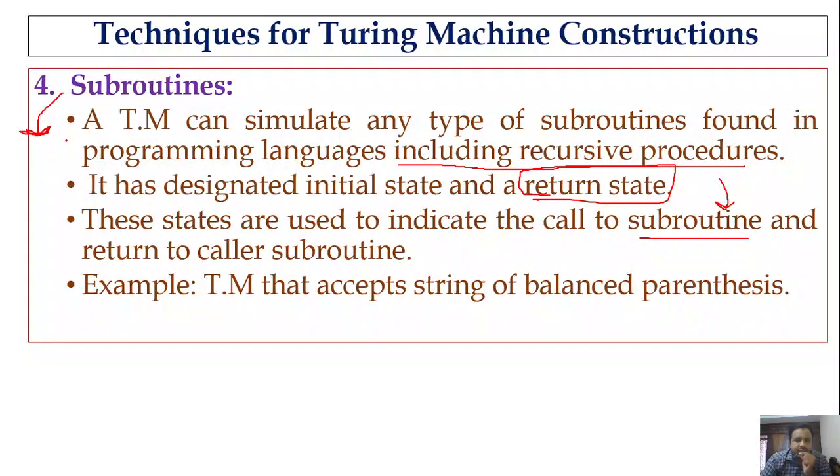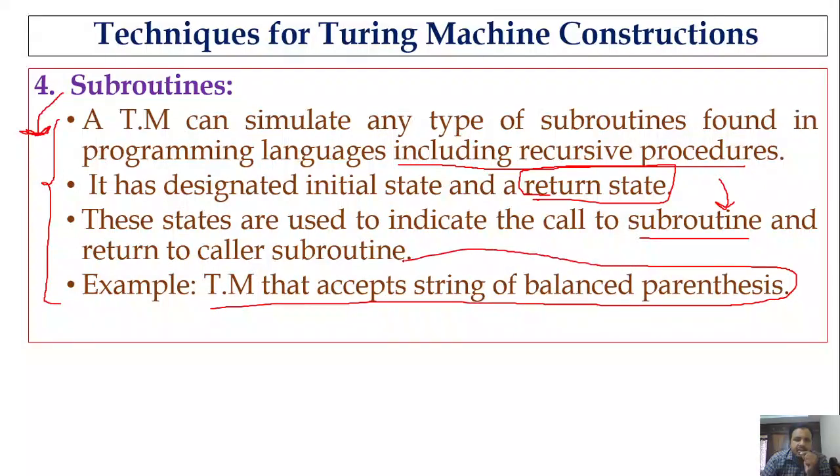This is simply to give an idea that any type of subroutines or functions can be simulated by using the Turing machine. How do we simulate those functions? With the help of the states itself. Some of the states represent the function calls and some of the states represent the return values or return calls. So these are the different techniques that we use for constructing Turing machines. These are the concepts for today's session.